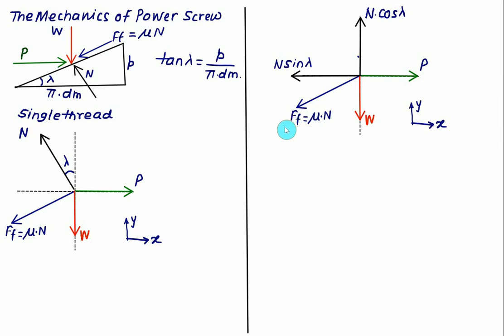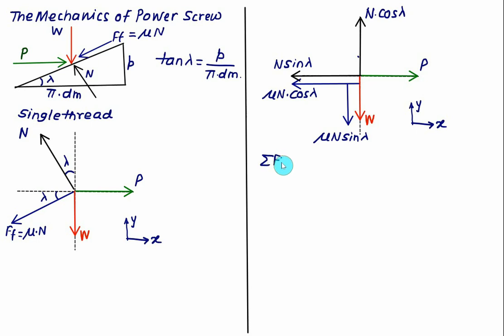Similarly, we can resolve the friction force also. When we resolve the friction force, this angle is equal to lambda, so the horizontal component will be cos and the vertical component is sine. Actually this component overlaps with N sine lambda, and the friction force component is mu into N into cos of lambda. The vertical component overlaps with the weight W, and the vertical component is mu into N into sine of lambda. So we can apply the conditions of equilibrium, that is, summation of Fx equals 0 and summation of Fy equals 0. If we take the summation of Fy, with vertically upward as positive, equal to 0.